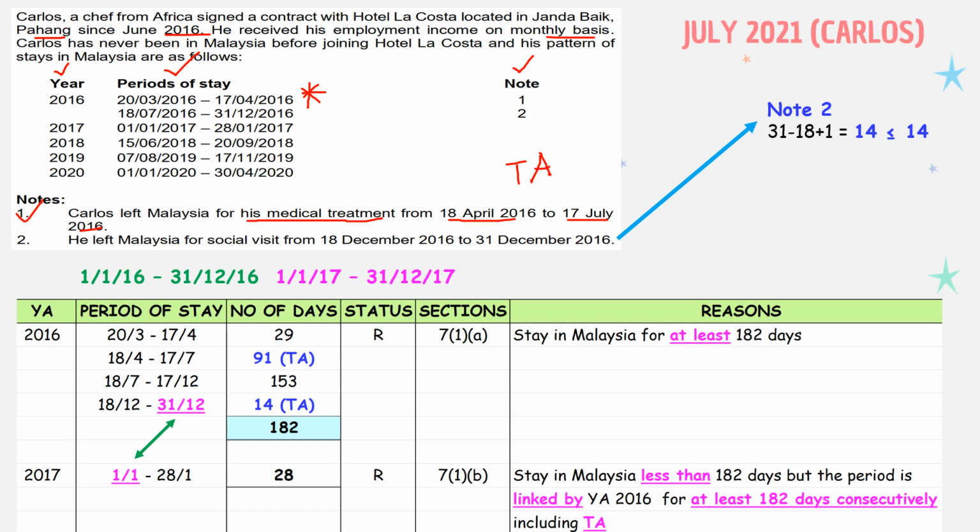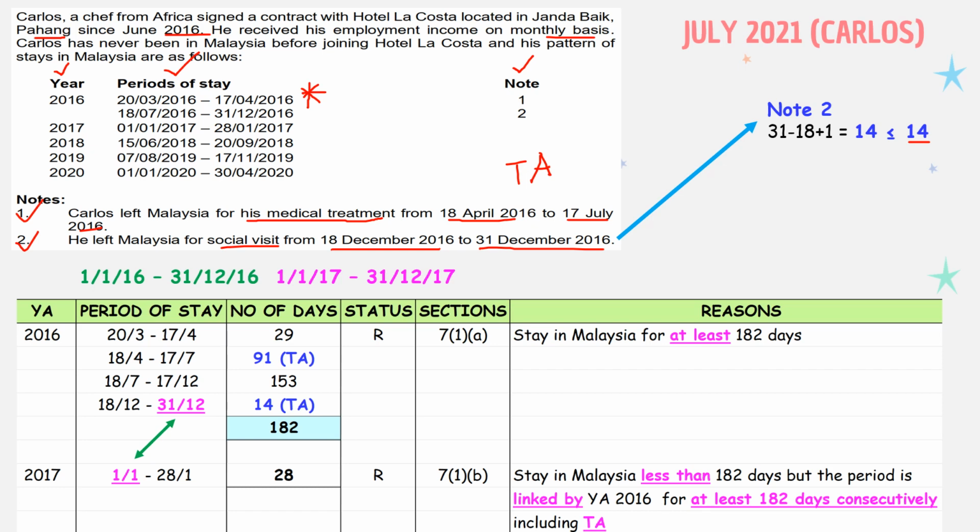Alright, how about note number 2? So he left Malaysia for a social visit. Okay, the keyword here is social visit. Starting from 18 December 2016 until 31st December. Guys, among the 3 TAs, only 1 TA has a restriction in terms of number of days, which is social visit. Social visit cannot be more than 14 days. Okay, let's check it out.